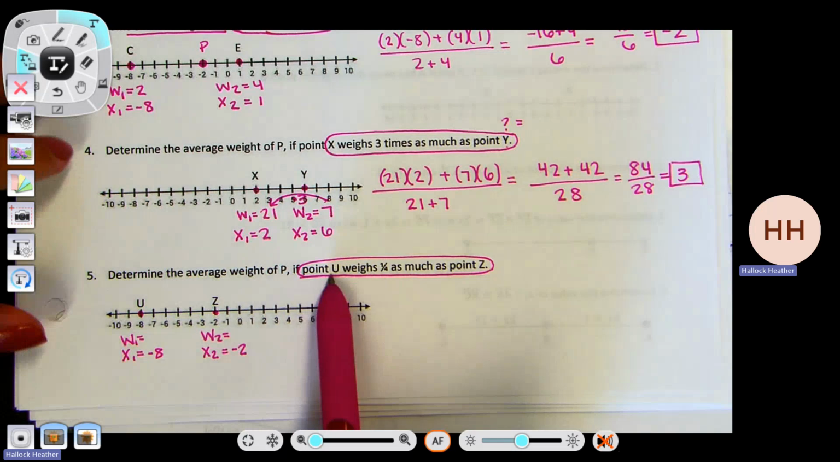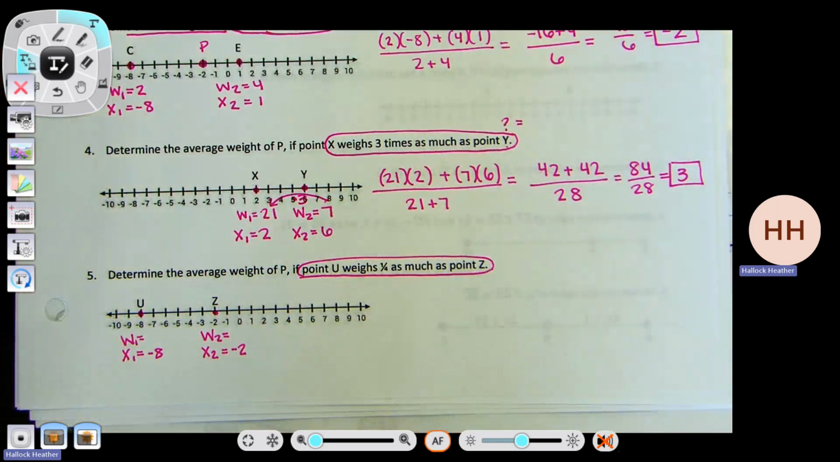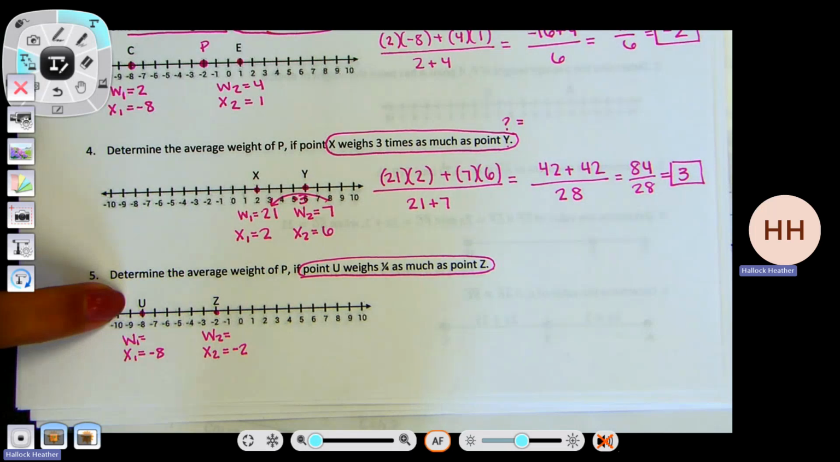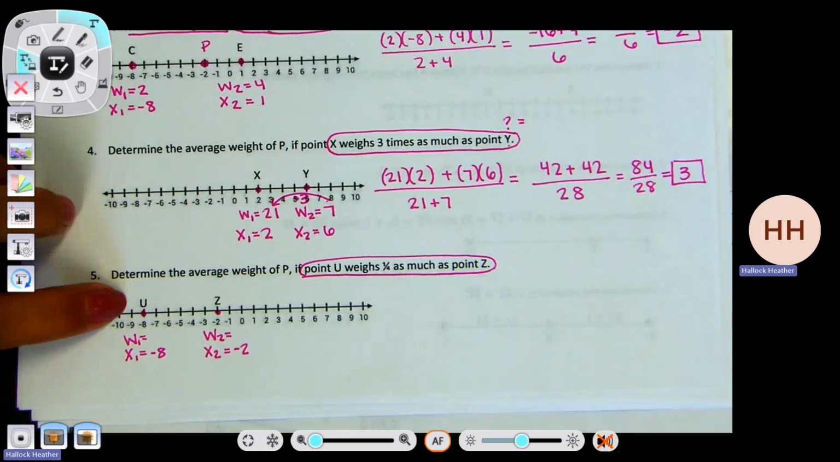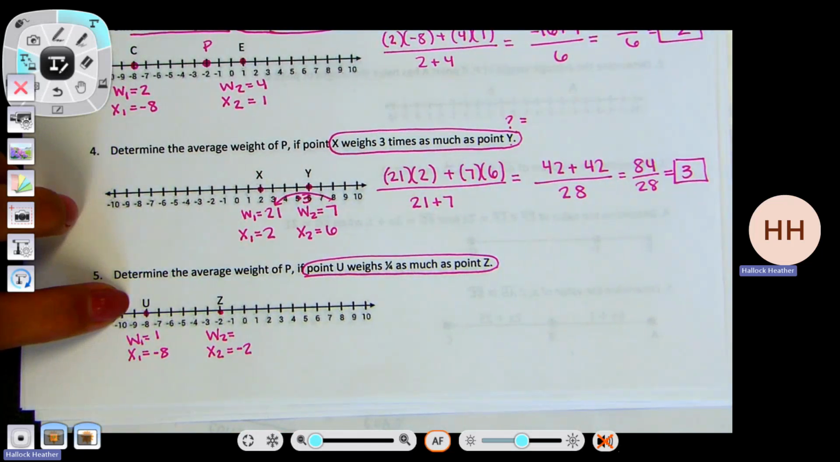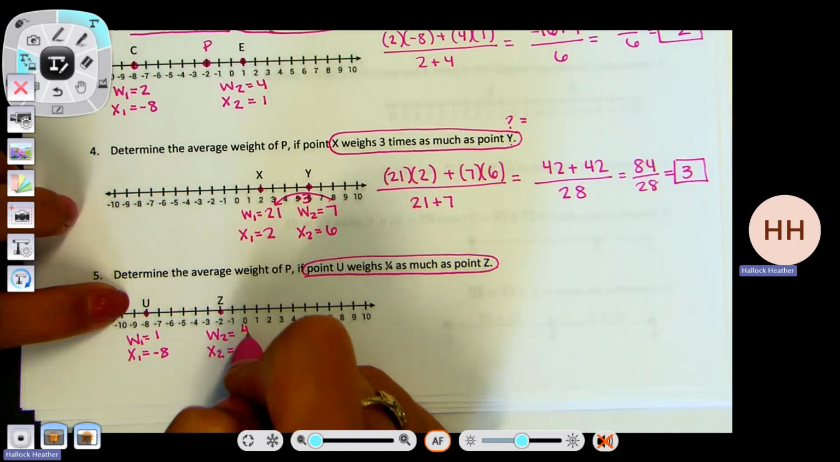So U is 1/4 as much as Z. Which one is lighter? U. So use my lighter. Do you want to use 2 or you want to use 1 and 4? Let's use 1 and 4. Let's keep it easy. So if this is 1, that's my lighter one. What would Z have to be? 4, because it's 1/4 that amount.